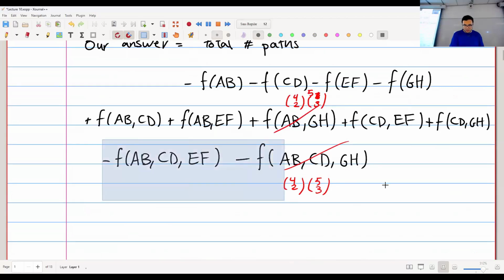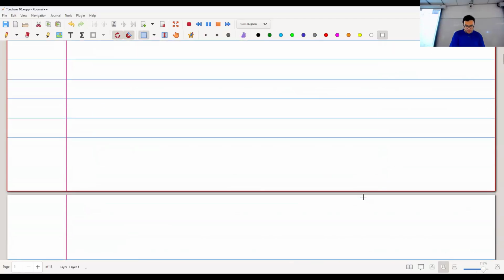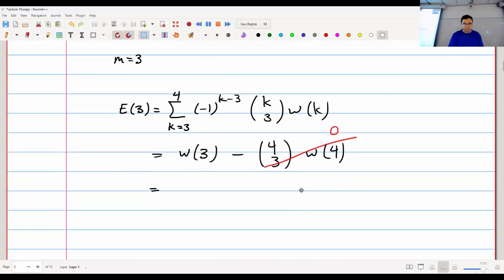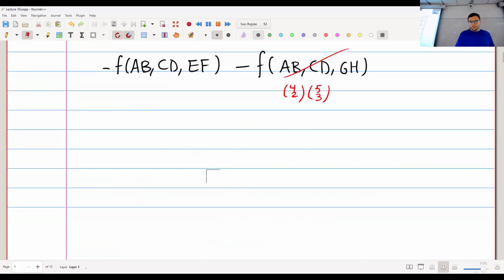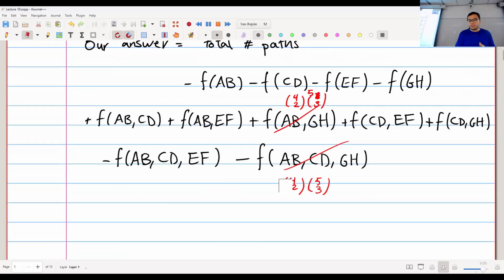Of course, not negative, but positive. So I don't have the minus there, because these were the only possible combinations of 3 segments that I could have in my path. And for each one of them, I'm counting how many paths go through. And again, we've seen how to compute these things. So I can find out exactly how many paths exist that go through exactly 3 of these segments.